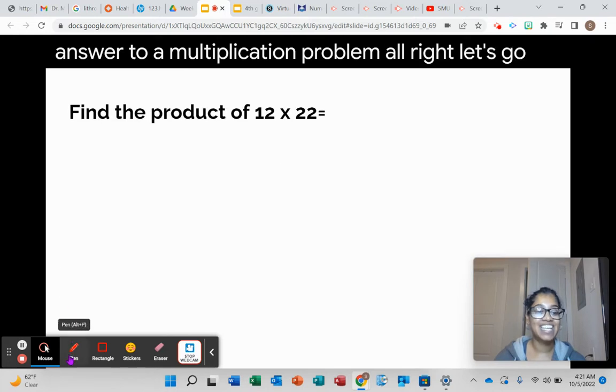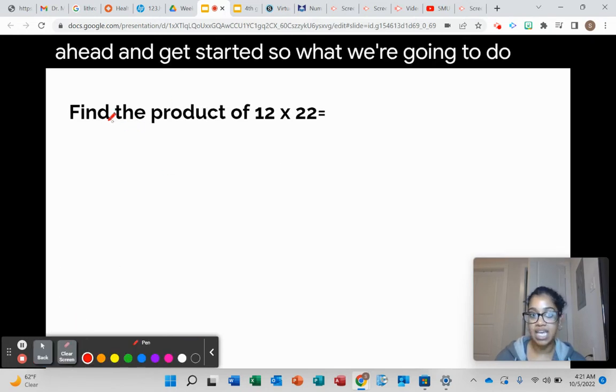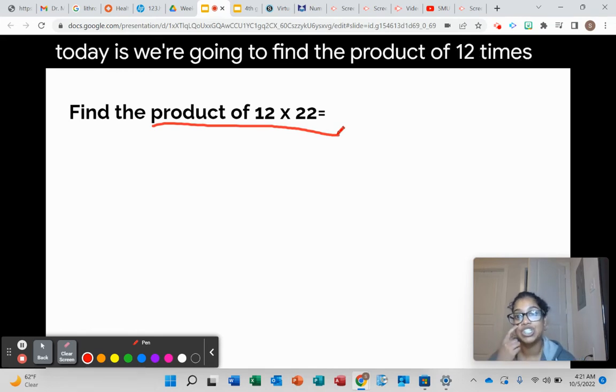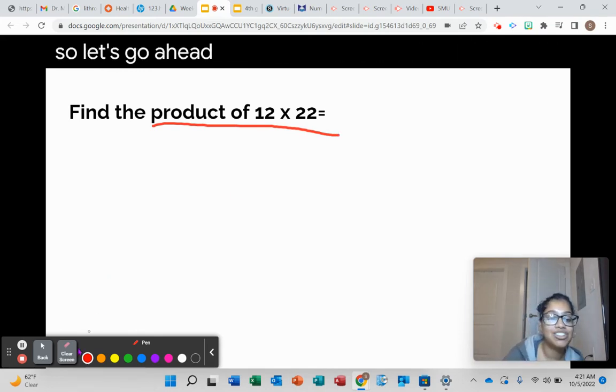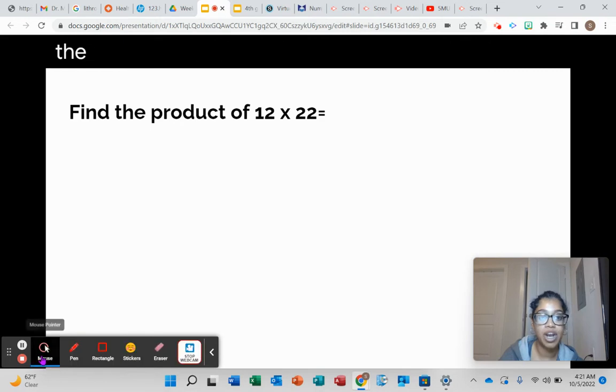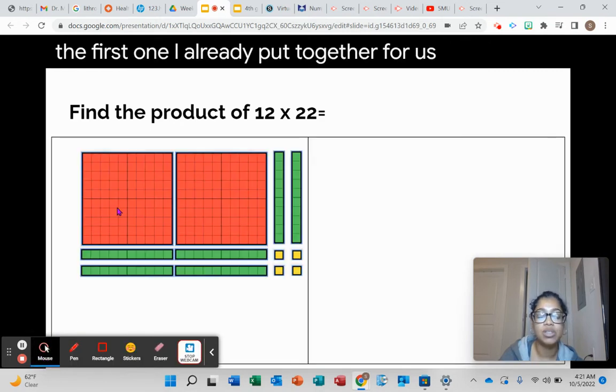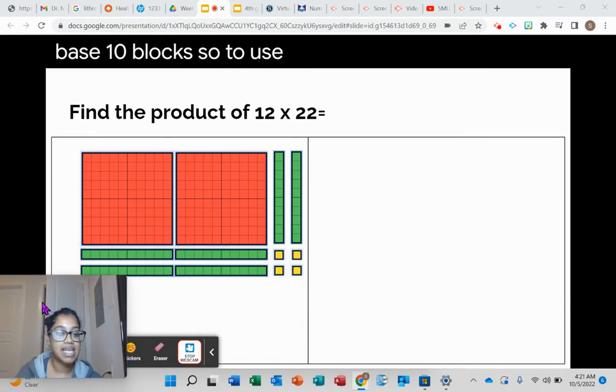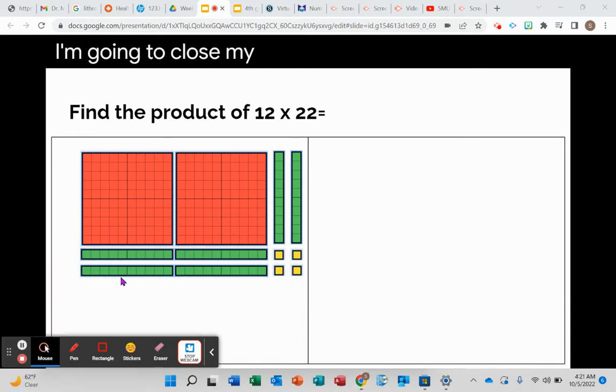All right, let's go ahead and get started. So what we're going to do today is find the product of 12 times 22. Let's do this with two methods. The first one I already put together for us uses base 10 blocks. I'm going to close my face out so we have more room. We went ahead and built this out.